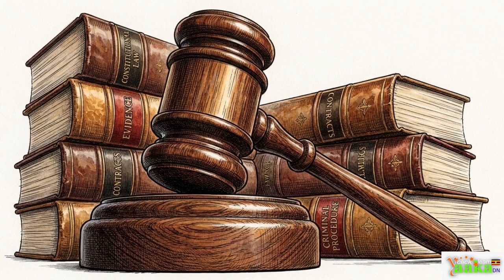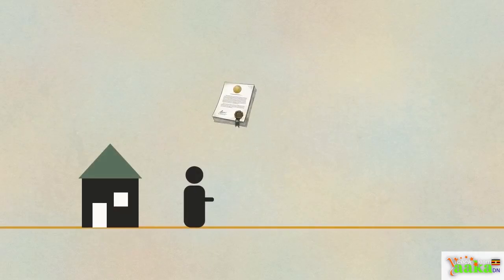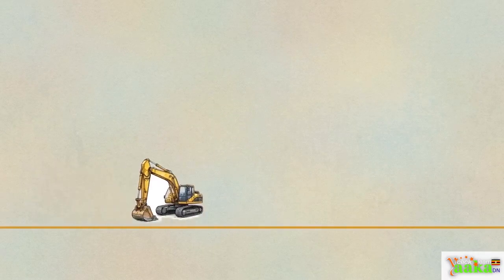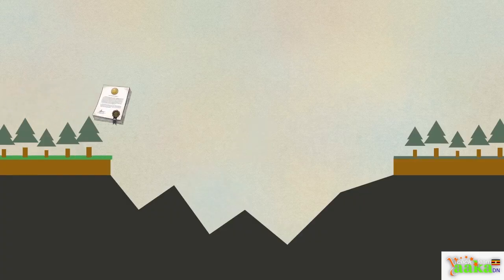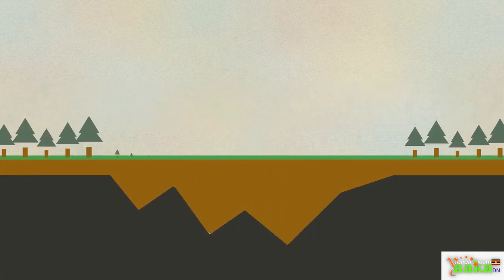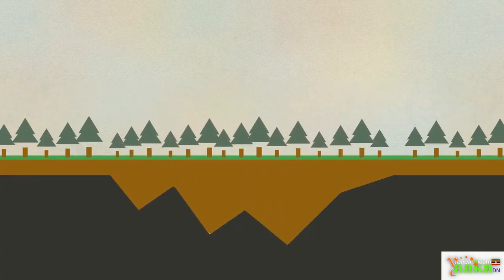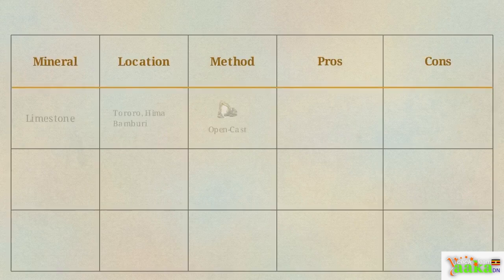The only defense against this imbalance is strict legislation. Governments must enforce fair land compensation for displaced citizens and legally mandate that extraction companies rehabilitate the environment once the mine is empty. This table summarizes the core variables we've covered.